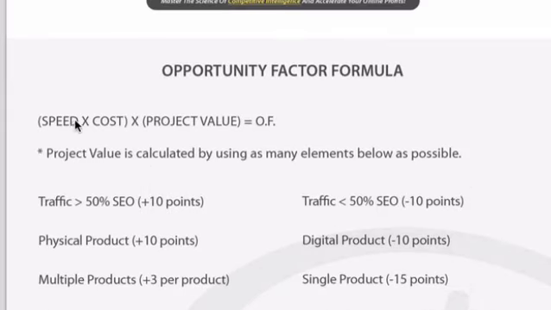But we're going to multiply that by speed versus cost. We already said, let's say it's 30 days, and maybe it's $1,000 to get started. That gives us an initial number of 30,000. We multiply 30,000 times the total number of points. So if you have 100 points, it's 30,000 times 100 points. So 30,000 times 10 is 300,000, and 30,000 times 100 would be 3 million. So the opportunity factor formula value for this project, our factor number, would be 3 million. That's the point total.